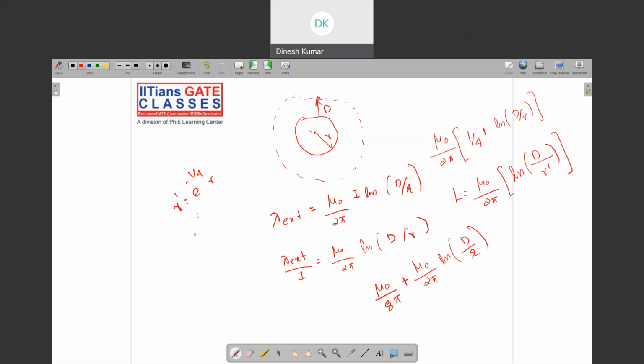So the total inductance of a single transmission line, if I write it like this, L will be equal to mu 0 by 2 pi ln d by 0.7788 into r.